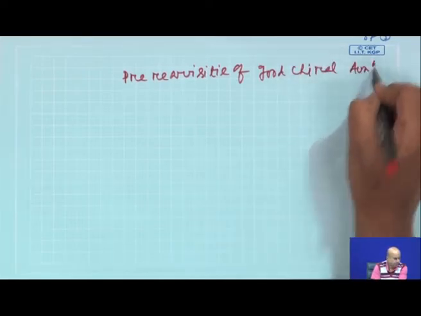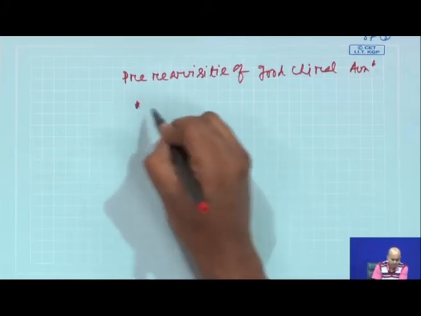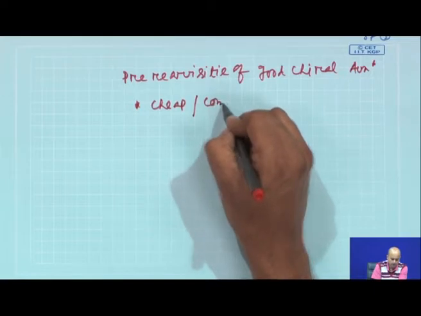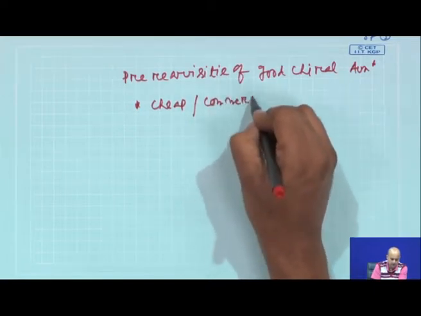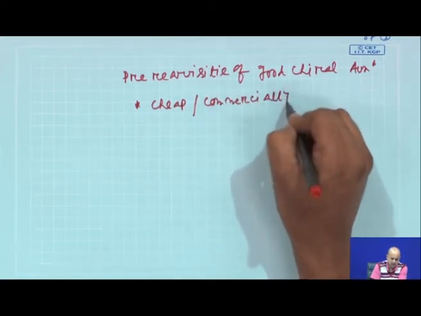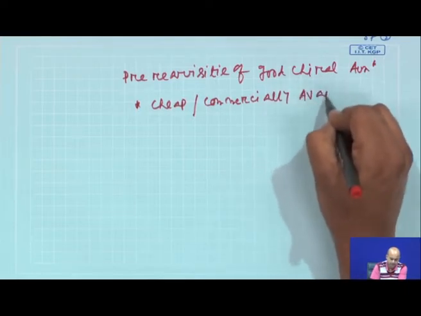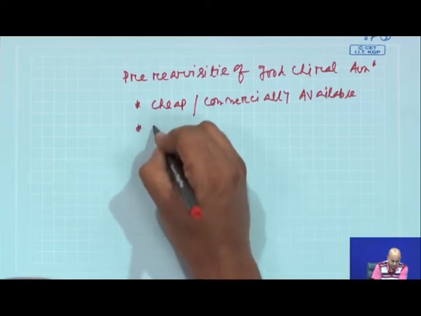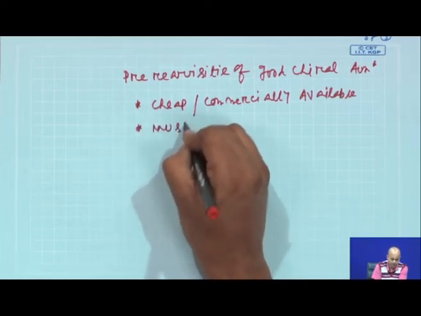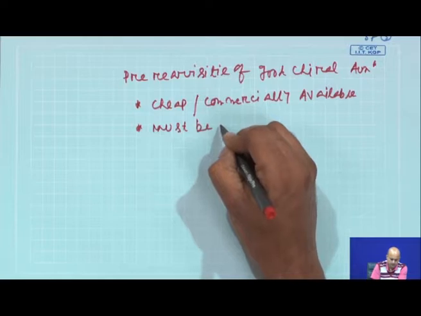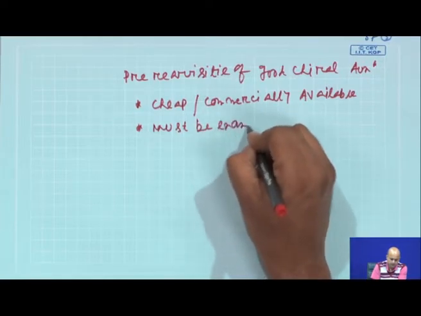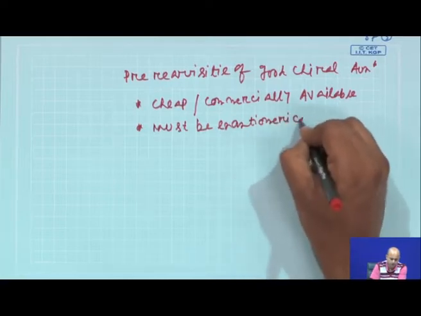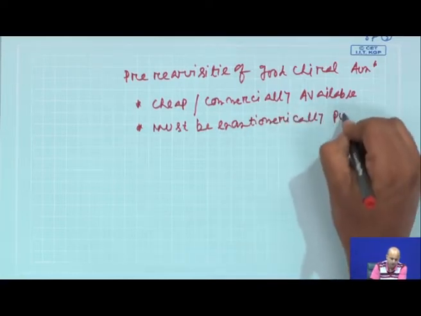The prerequisites are: this must be cheap and/or commercially available, or you can even make it in the lab, but it should be cheap. The second point is very important: it must be enantiomerically pure, which means it should be available in a single enantiomeric form.